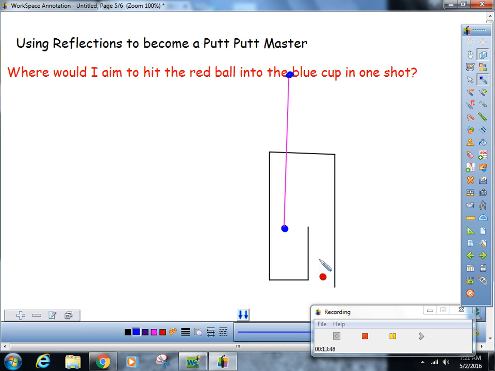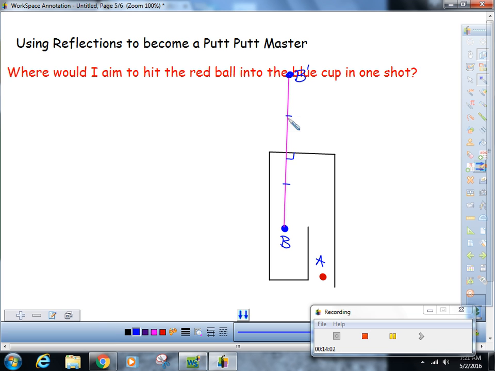So if I call this A and this B, I would call this B prime, okay? Now here's the cool thing about geometry. If this is a right angle and these are congruent, then we've made a reflection. Do you agree?